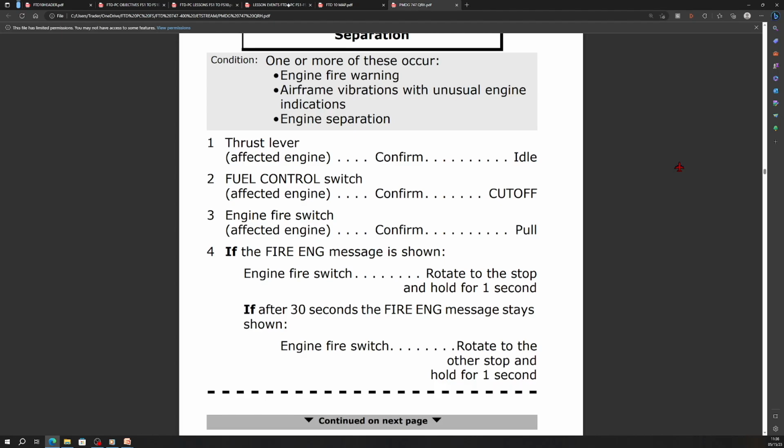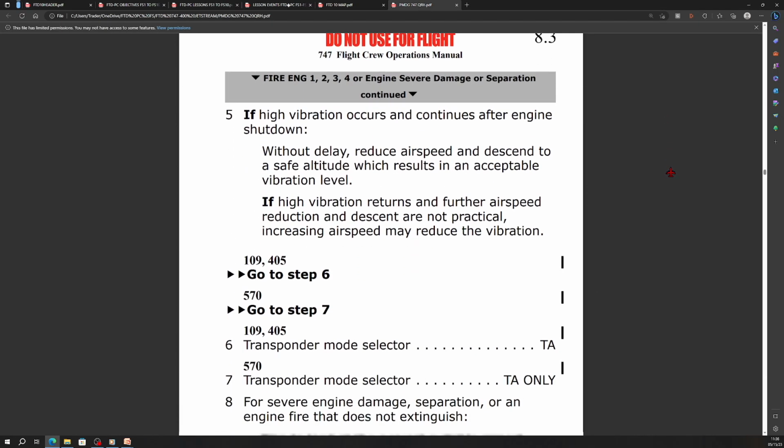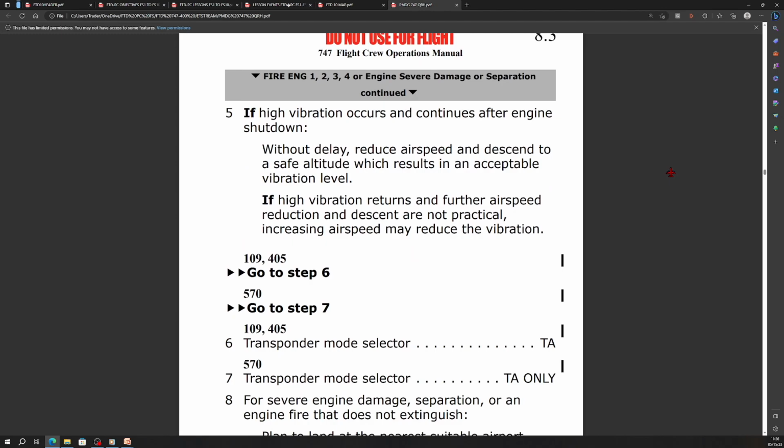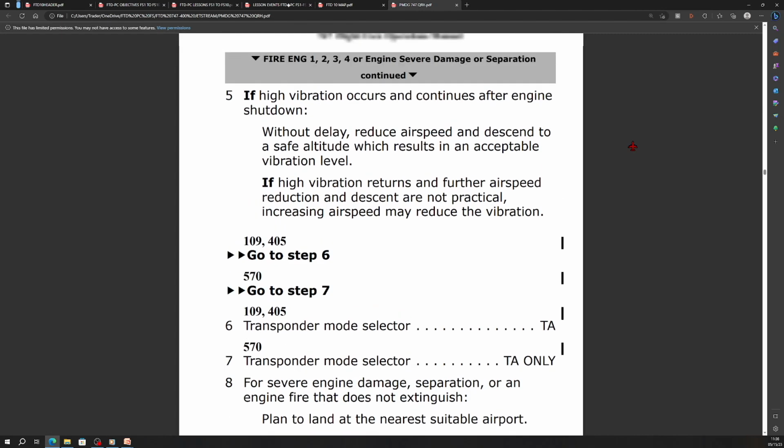And of course, we're going to verify that the bottle's been discharged by the ICAS message. And then we'll hack our clock, start the time for 30 seconds. Then after 30 seconds, if the light's still illuminated, we're going to rotate to the other stop and hold for 1 second. And those would be the recall items or memory items. And then continue to the next page, fire engine 3 in this case.